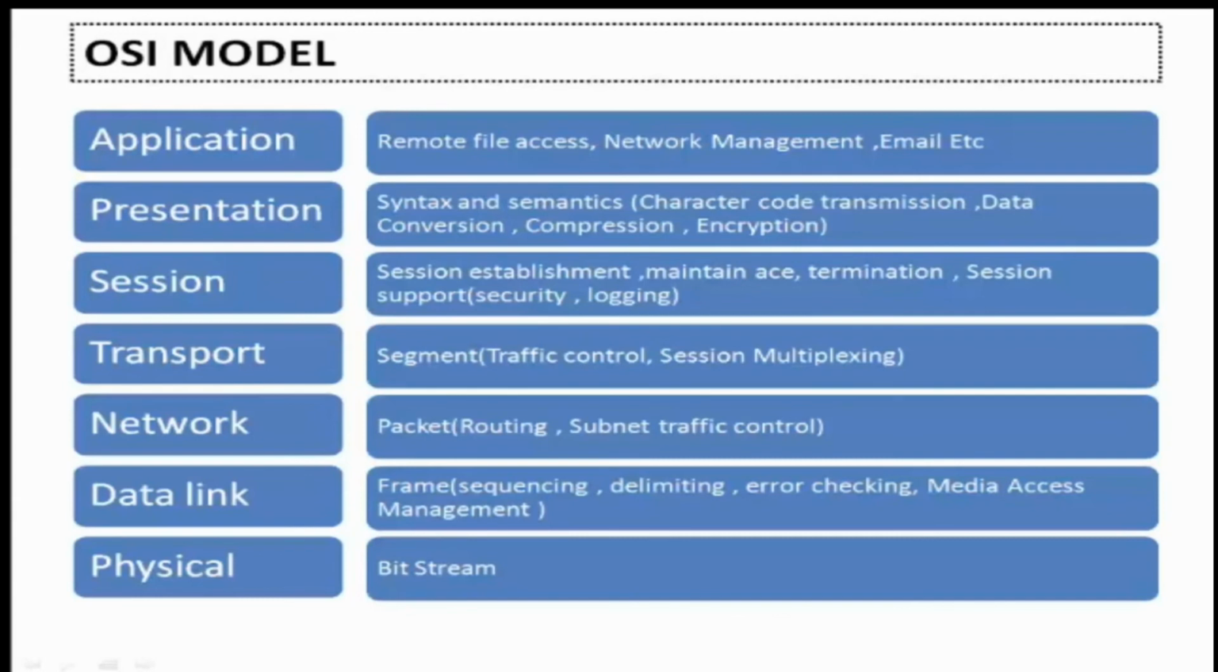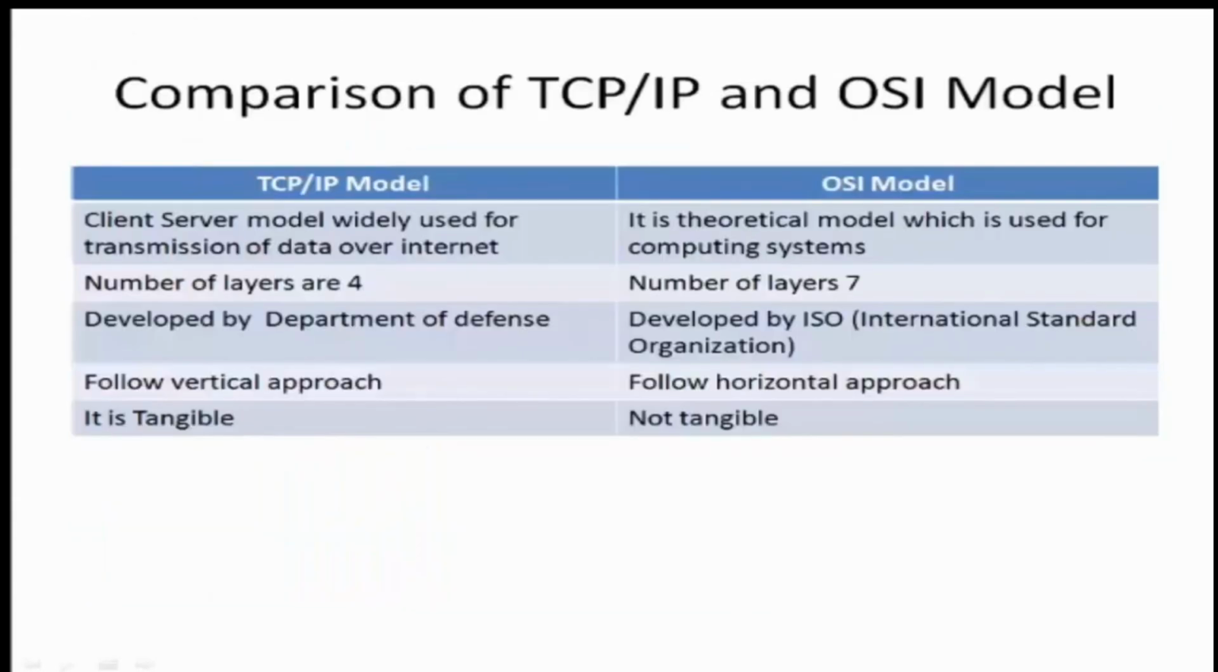So now we will compare the TCP/IP model and the OSI model. The TCP/IP model is basically widely used. It is a client-server model and it is used to transfer data on the internet, whereas the OSI model is a theoretical model, as I said, which is used for computing systems. In the TCP/IP model there are 4 layers, whereas in the OSI model there are 7 layers.